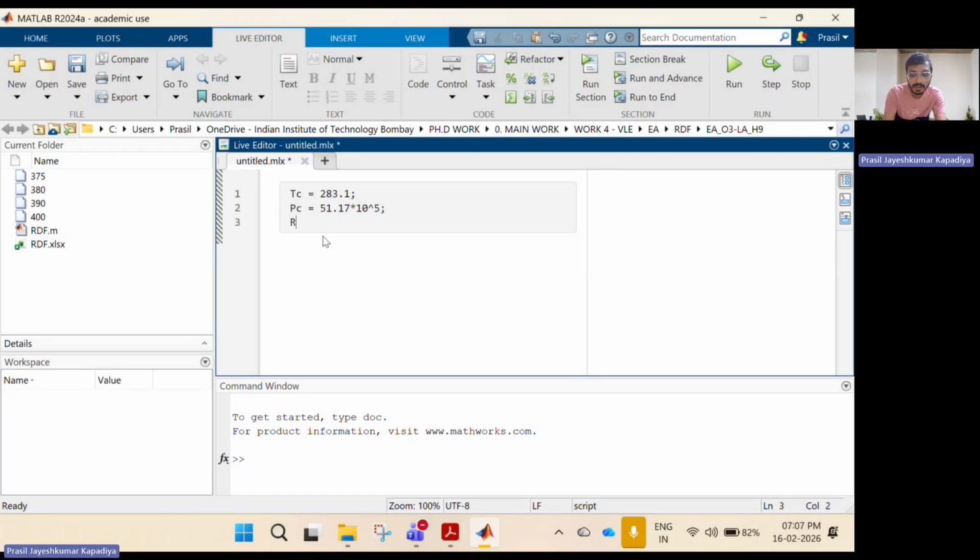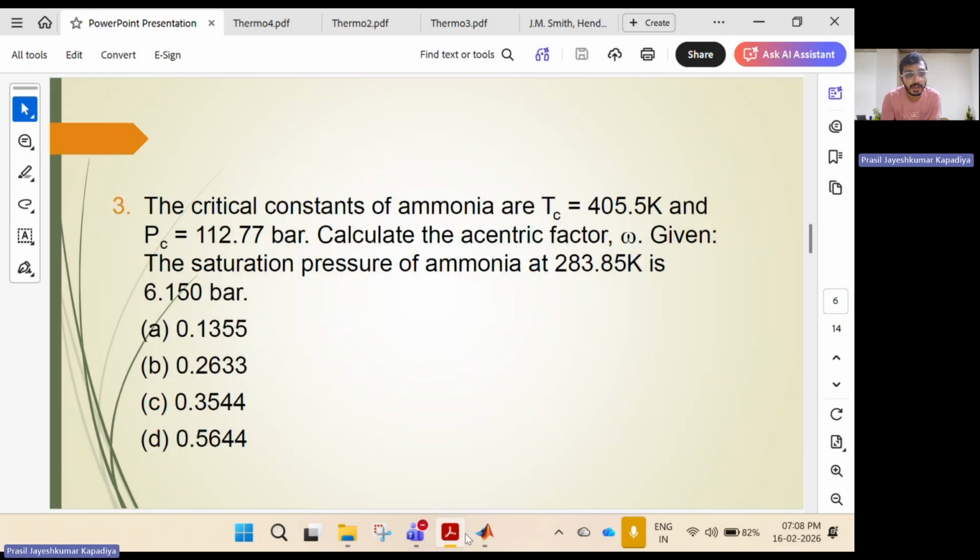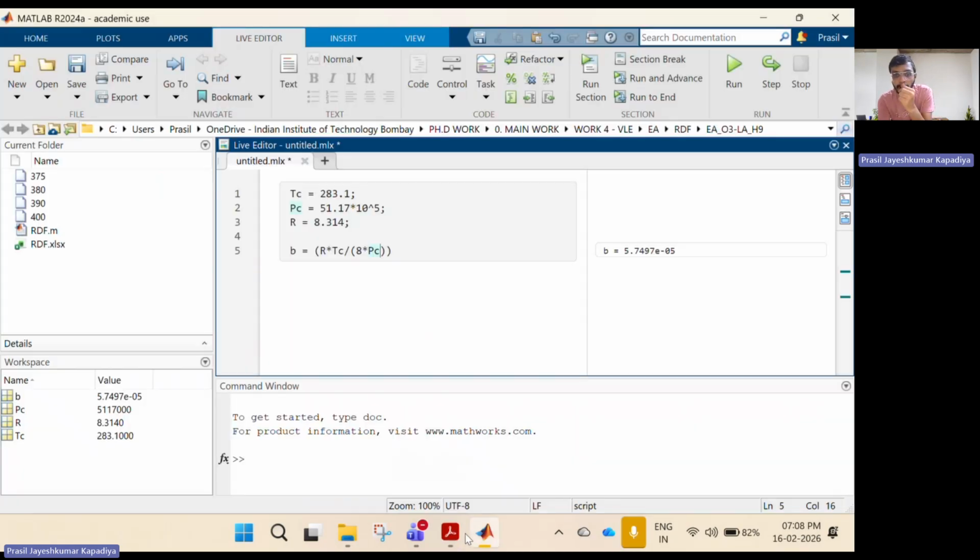And my R will be equal to 8.314 in SI units. So what is my B? B is nothing but R into TC divided by 8 into PC. So if I run this, I will be able to see what is my value of B: 5.7497 into 10 raised to minus 5. That is what we are getting.